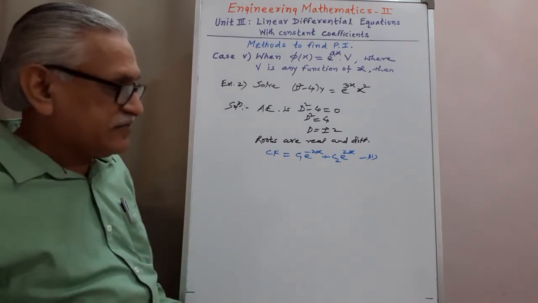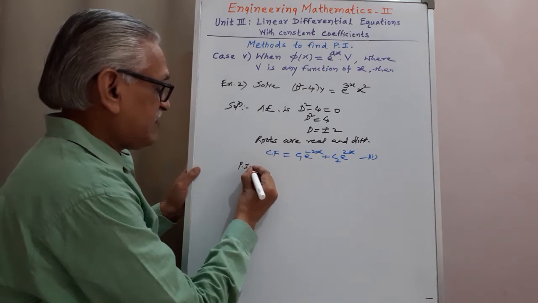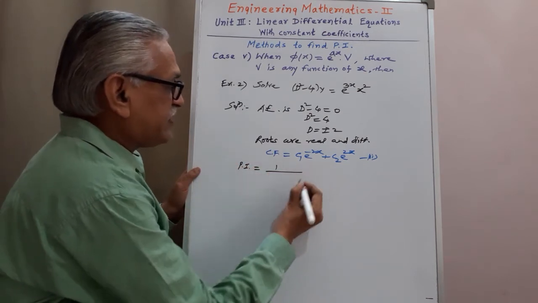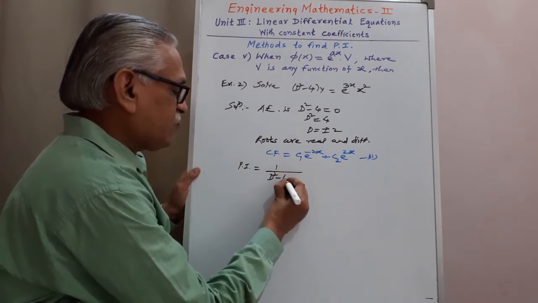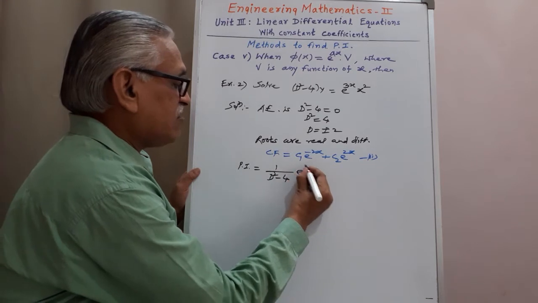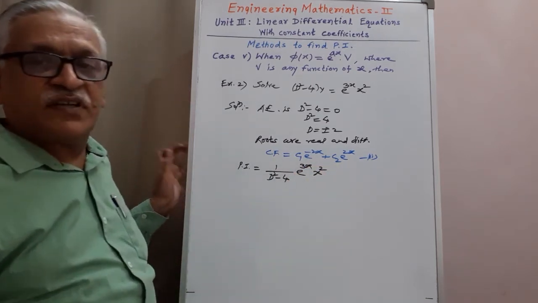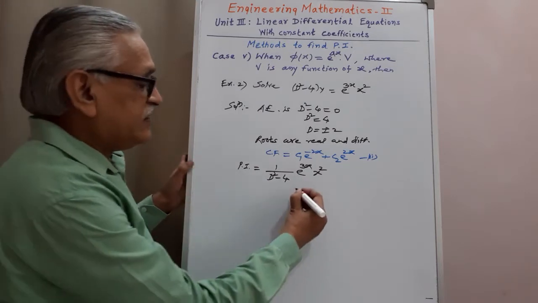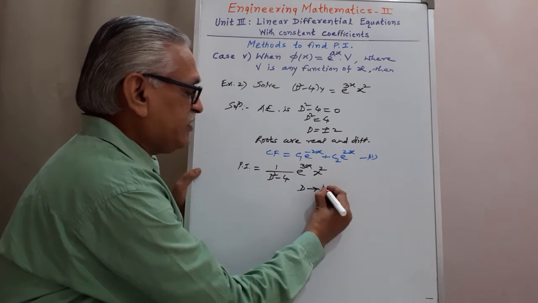Then the PI part. It is by the inverse operator technique, 1 upon f of D, here it is D square minus 4, which we have to operate on e raised to 3x into x square. Applying the technique of finding the PI for this case, D is replaced by D plus a.